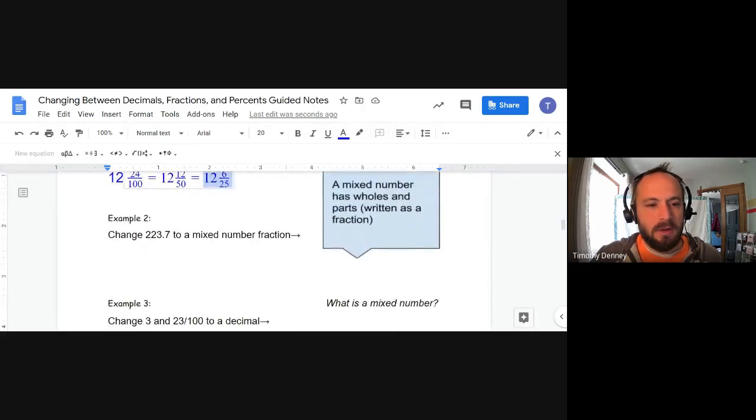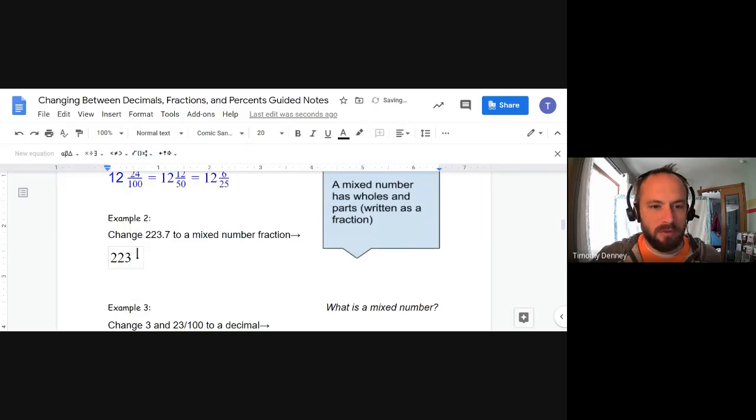All right, here's another example. Let's change this decimal number to a mixed number fraction. So I have 223 here. Keep that the same. And then I just change the 0.7 to a fraction. Now that only goes out to the tenths place, so I only need a 10 at the bottom. And the only digit is the 7, so 7 tenths. And I can't reduce or simplify that fraction, so my answer is as it is, 223 and 7 tenths.